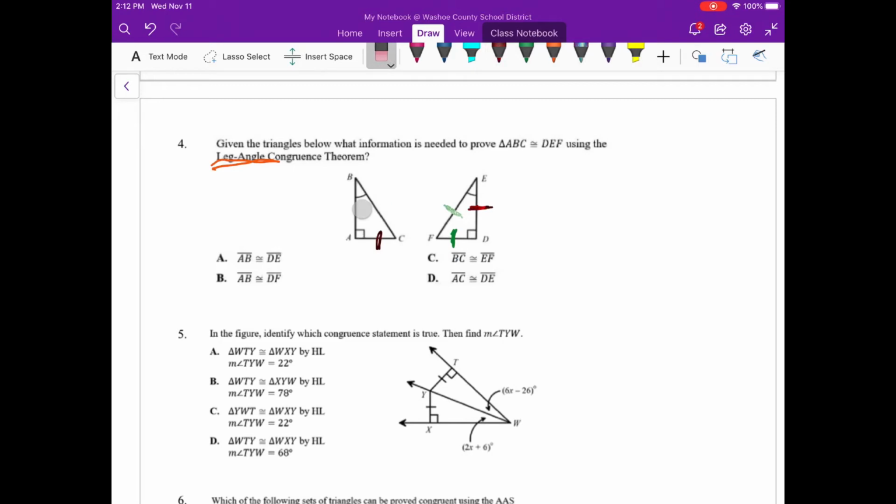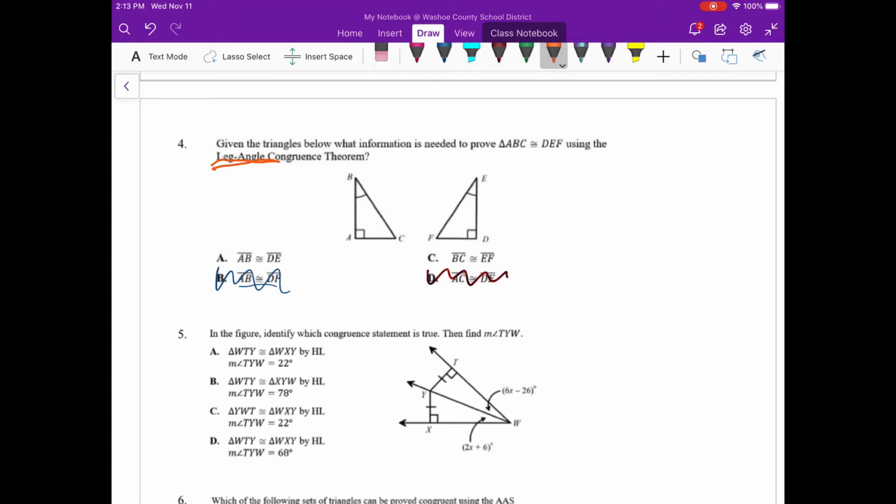Okay, so there's 2 already that aren't really making much sense. If I label that AC is congruent to DE, first of all, one of those is the short leg and the other one's the long leg. So that's not going to show me that they're congruent to begin with. The other one that was like that is B, because it's saying AB congruent to DF. Again, one's the long leg, one's the short leg. So that's not going to work.